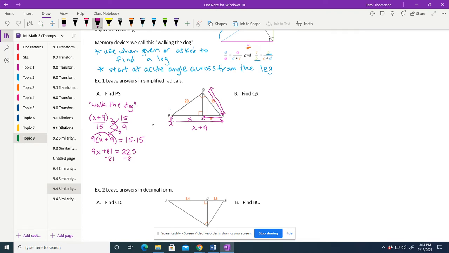Subtract 81 from both sides. And divide by 9. This gives me a result of x is equal to 19. I'm sorry, x is equal to 16. It didn't ask me for x, it asked me for PS, so I need to make sure I answer appropriately. I labeled PS as x, so they are going to be the same number. My answer will be PS is equal to 16.